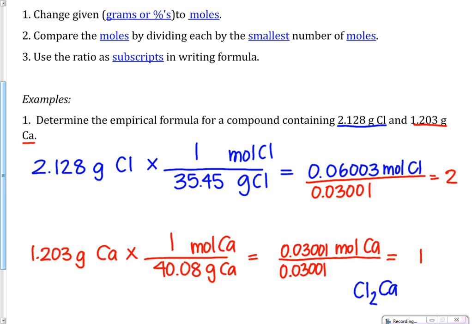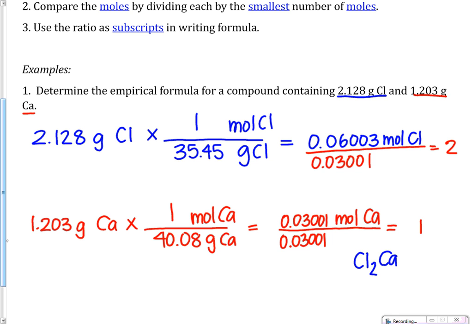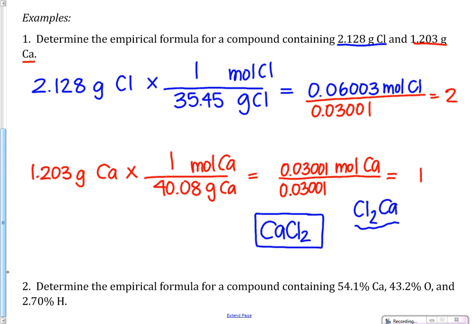Now it's okay to leave it like this, but most students remember that metals usually get written before nonmetals, so it'd probably be more proper to write it like this. However, I would never mark you wrong if this is how you left your answer. That's perfectly acceptable. So that's example number 1. Let's move on to example number 2.